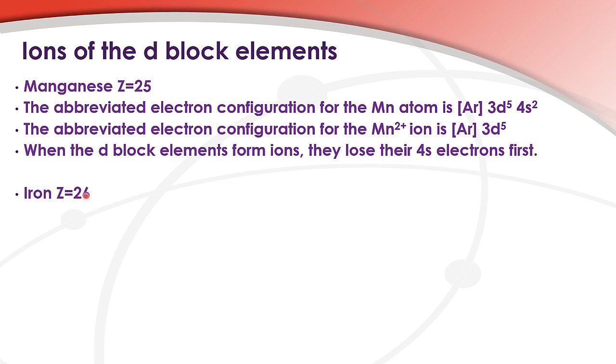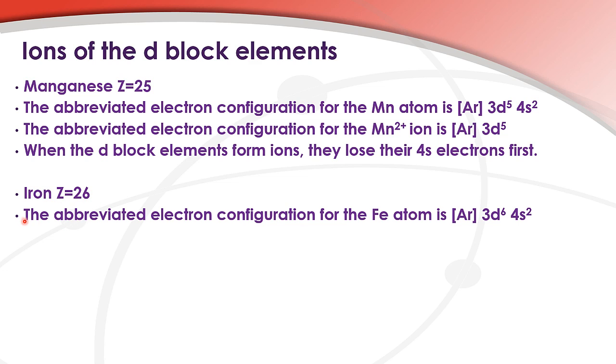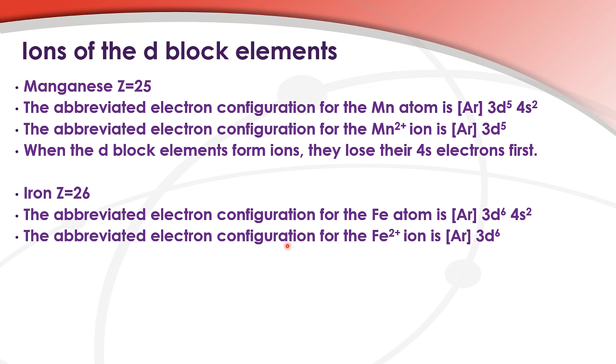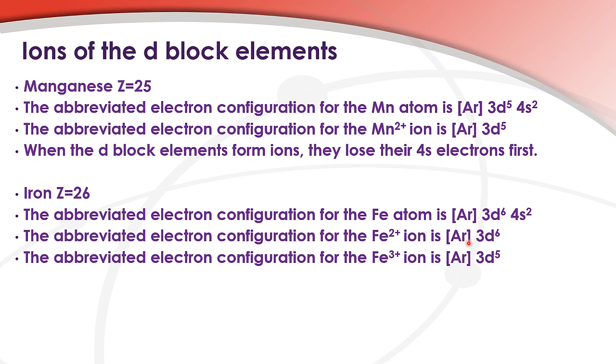Let's look at iron, atomic number 26. The abbreviated electron configuration for the iron atom is Ar 3d6 4s2. Then we have the abbreviated electron configuration for the Fe2+ ion, which is just Ar 3d6. So again, you can see that the 4s electrons are lost before the 3d electrons. The next example is for the Fe3+. So we've lost these two 4s2 electrons, and we've also lost one 3d electron to give us Ar 3d5. So 4s electrons are lost first.